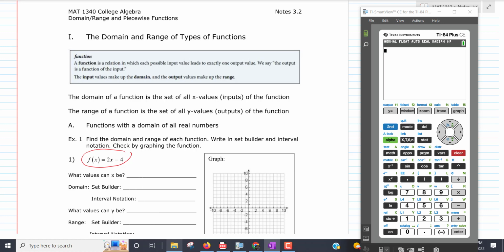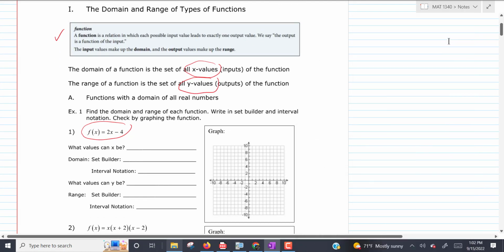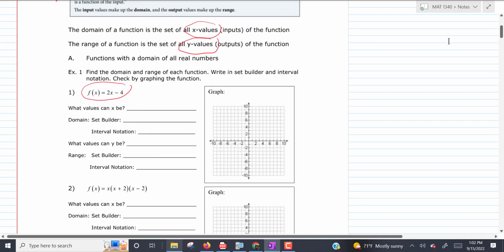for the most part. The hardest part of these problems a lot of times is the range, and using your graphing calculator will kind of help you through that, okay? So I've just kind of put up here a reminder of the definition of a function. The domain is all of the x values. The range is all of the y values, okay? So what we're going to look at is taking a function and figuring out what its domain and range is.